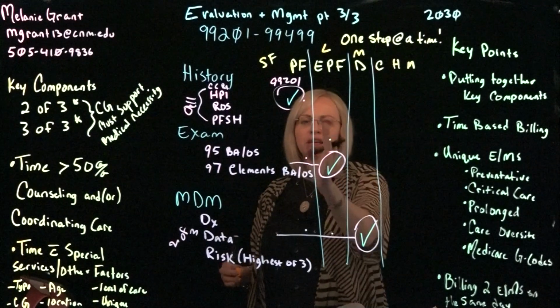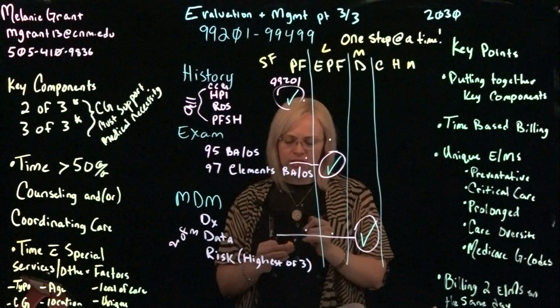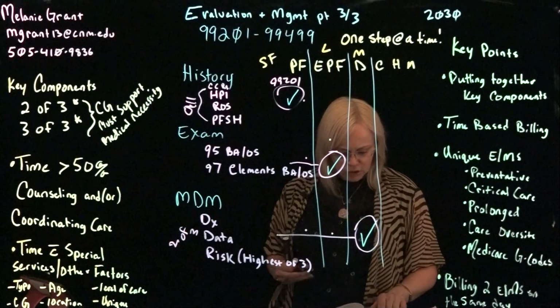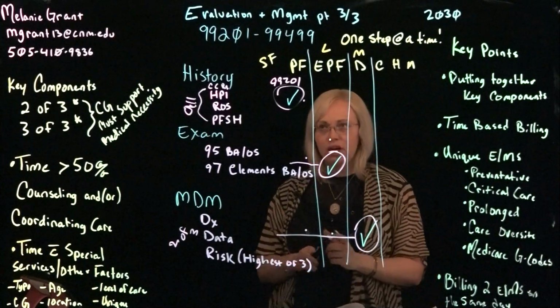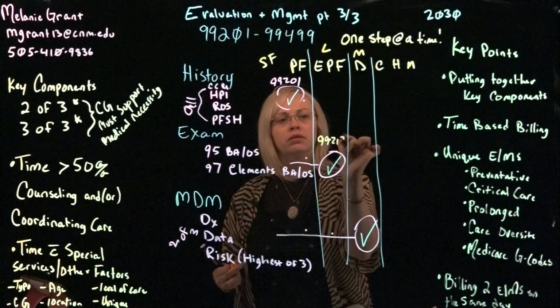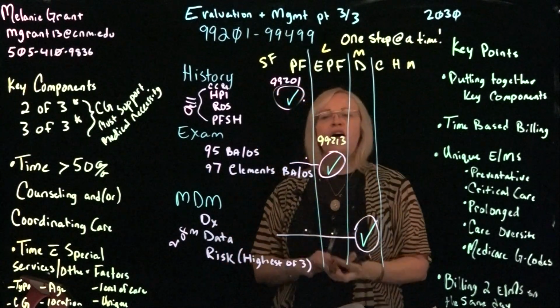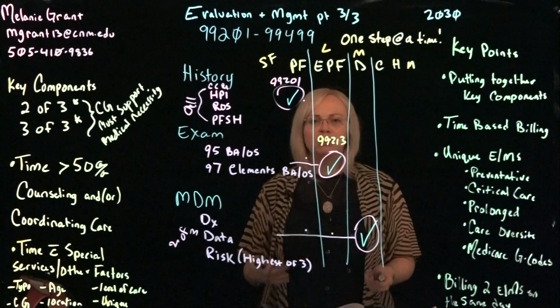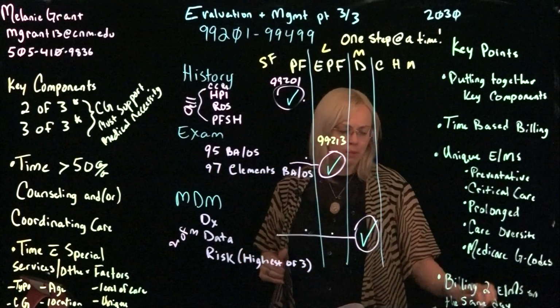And so if I'm looking at this and I'm saying how many do I have at the highest level for an established patient, then I can go to an expanded problem focus for 99213. So if I compare that, a level 1 new patient visit versus a level 3 established patient. And it's always important to remember that.